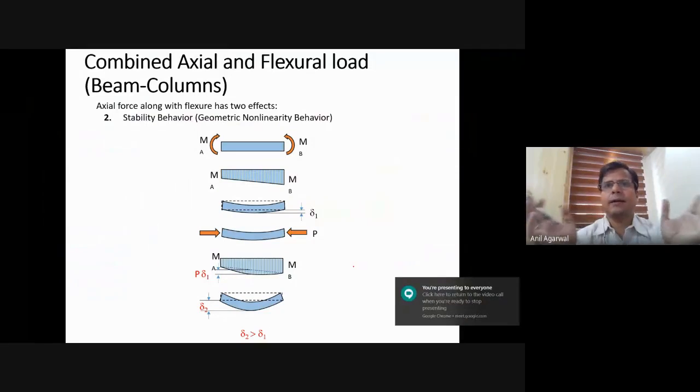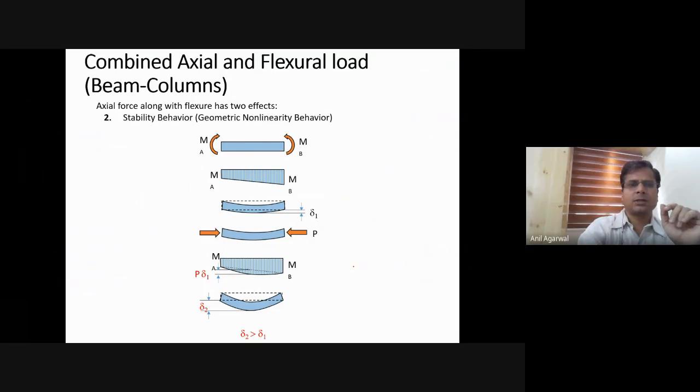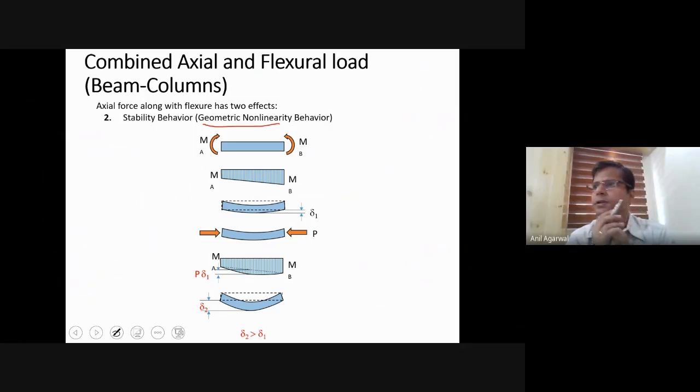Okay, so P delta effect is also known as geometric nonlinearity effect. Yeah, you can see this called geometric nonlinearity. I can give you an easier example to understand P delta effect, but since I'm limited in how much I can draw today, please try to follow the diagrams themselves, whatever you can see on your screen.